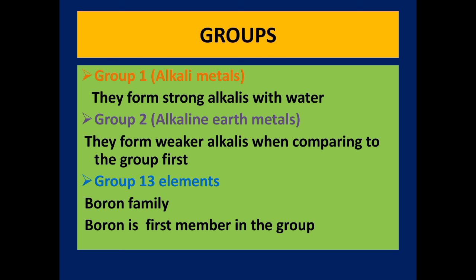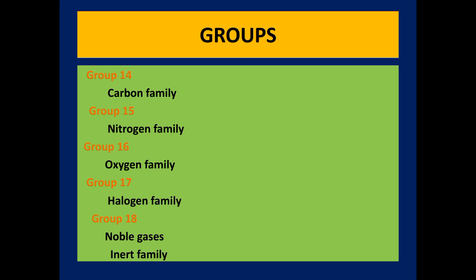Group 1 elements are called alkali metals because they form strong alkalis with water. Group 2 elements are called alkaline earth metals because they form weaker alkalis compared to the first group. Group 13 elements are called the boron family because boron is the first member in the group. Group 14 elements are called the carbon family and group 15 the nitrogen family. Group 16 elements are called the oxygen family, group 17 the halogen family, and group 18 the noble gases or inert family.